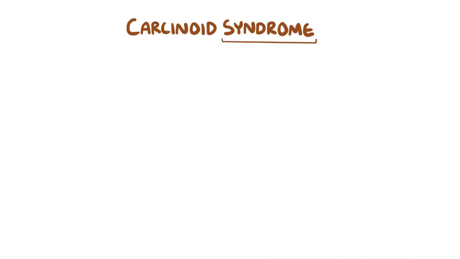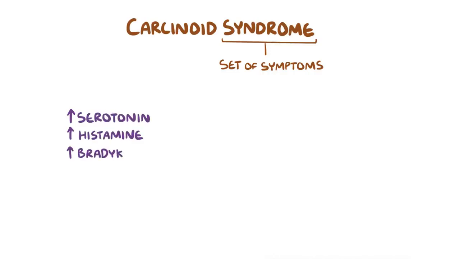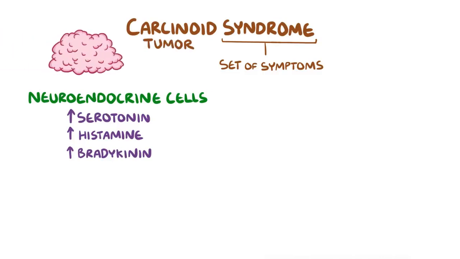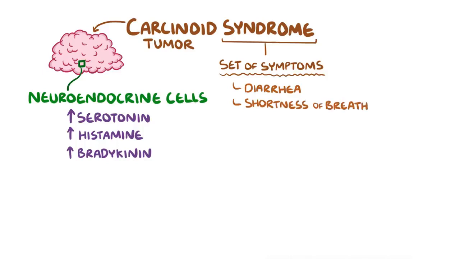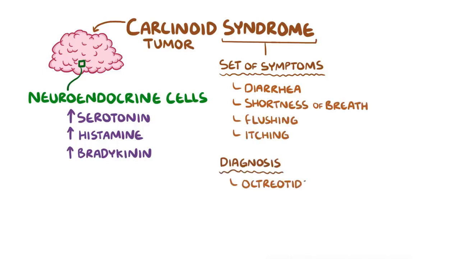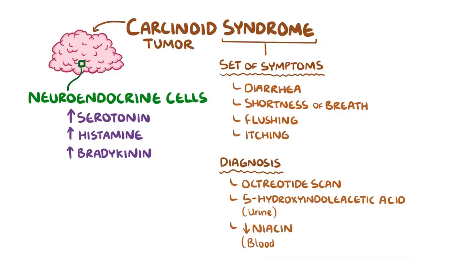So, to quickly go over the main points that we've talked about, carcinoid syndrome, as the word syndrome implies, is a set of symptoms, and these occur as a result of the overproduction of serotonin, histamine, and bradykinin, and this is by neuroendocrine cells, which develop into a carcinoid tumour. The classic symptoms include diarrhea, shortness of breath, flushing, and itching. Diagnosis can be made with an octreotide scan, as well as elevated 5-hydroxyindoleacetic acid in the urine and decreased niacin levels in the blood.